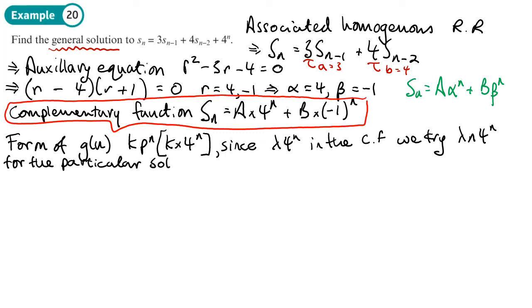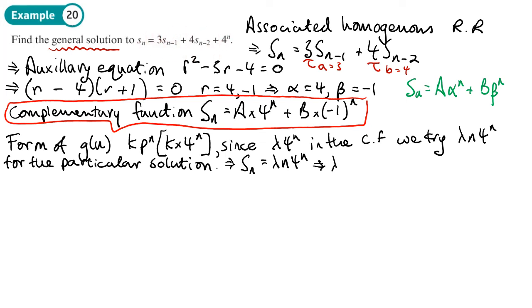So this is one where we need to multiply our form of the particular solution by n, because this appears here: a constant times 4 to the power n. Okay, so first thing we're going to say is that Sn equals lambda n times 4 to the n. This is going to get substituted into the recurrence relation here.